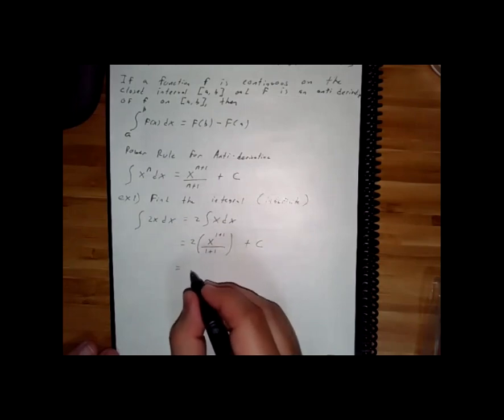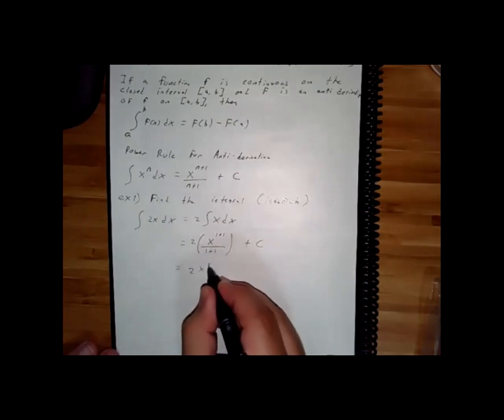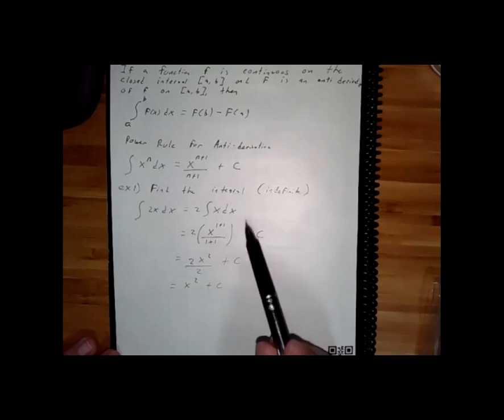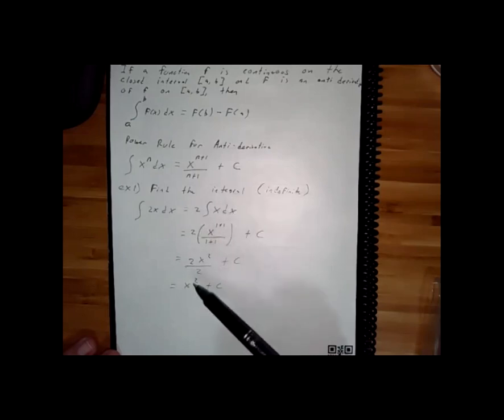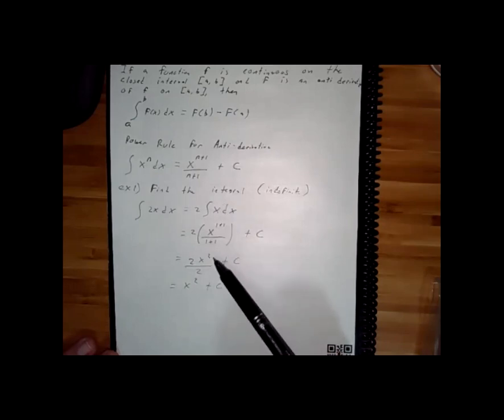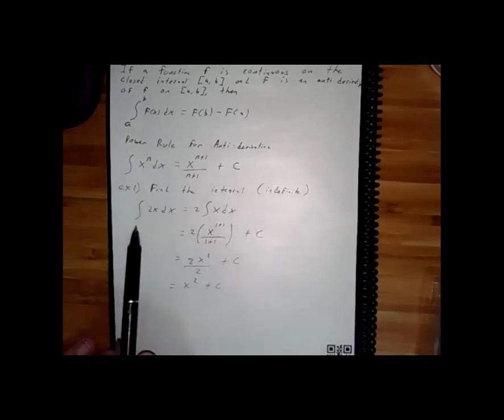Finishing this off, this would be 2 times x squared over 2 plus c. So the answer would be x squared plus c. That is just your basic indefinite integral using the power rule. If this was x squared, you would add 1, and it would become x cubed, and you would divide by 3. Now let's do it with actual bounds.